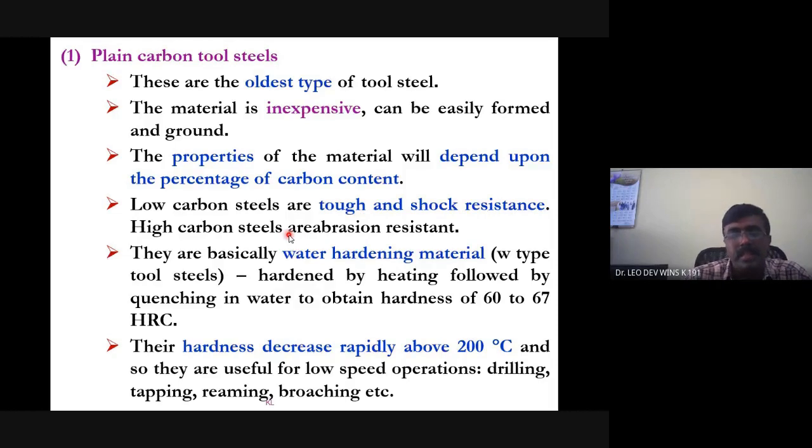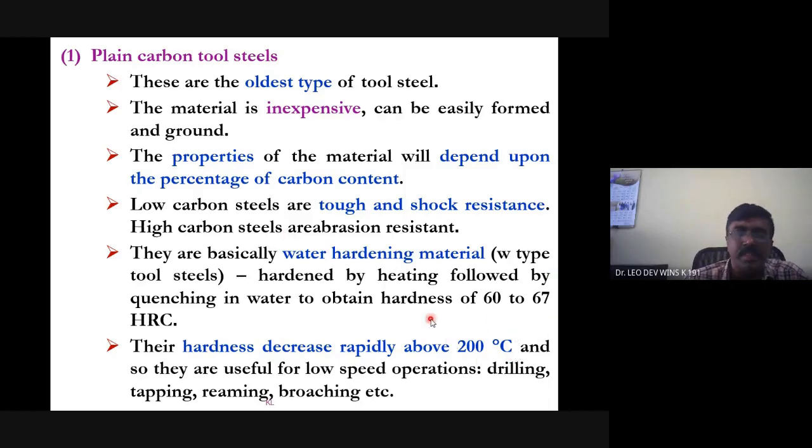They will heat it to a very high temperature. It may even reach the red hot condition. Suddenly, it will be dipped in water or oil. This sudden cooling is also called quenching. This sudden quenching will increase the hardness of this cutting tool material. So the quenching produces better hardness, but the toughness will decrease. Hardness decreases rapidly above 200 degrees centigrade.